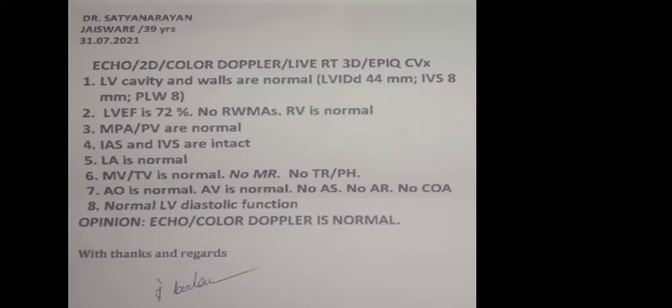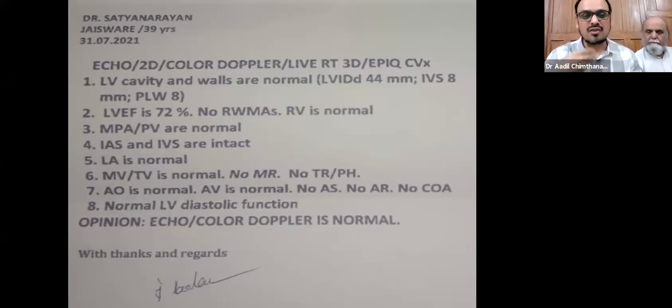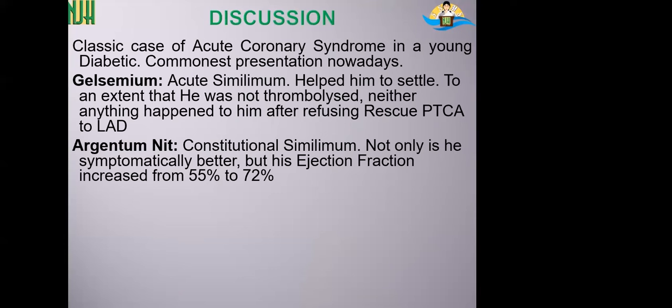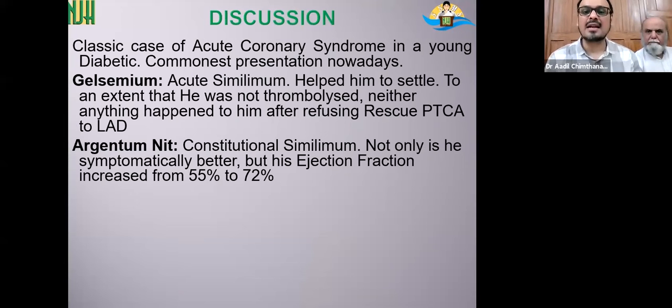But since he's a homeopath himself, I did not need to give him the medicine. On the first day, I just write it down and give it in my style. So this is a classical case of acute coronary syndrome in a young diabetic and the commonest presentation nowadays. That's why I chose this case. LCM as an acute similimum helped him to settle down to an extent that he was not thrombolyzed. Nothing happened to him after refusing rescue PTCA or LAD.